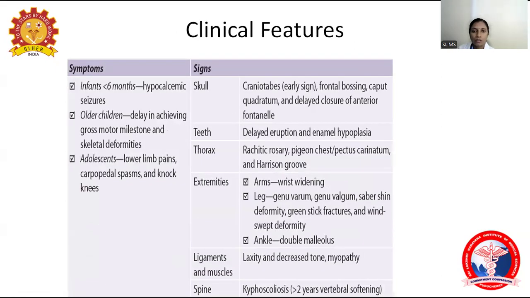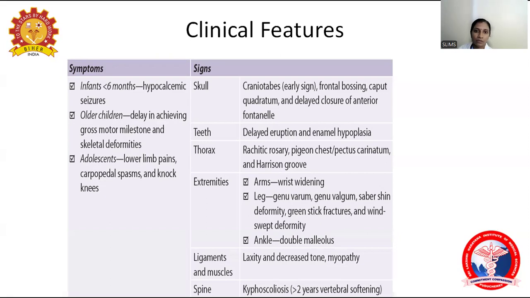So these are the types of rickets we should see. Based on our history, symptoms, and signs, we should come to a conclusion. So in general, what are the symptoms which we get? One, in infants of younger age, especially less than 6 months, when vitamin D deficiency is associated with hypocalcemia, if it goes to that extent, it will present as hypocalcemic seizures.